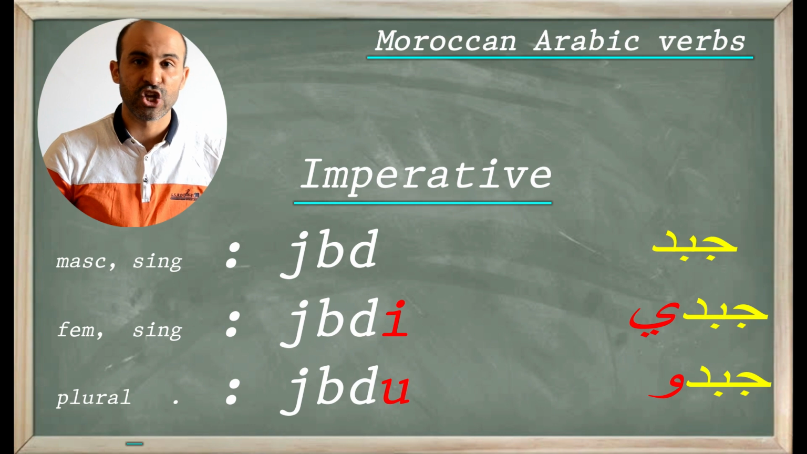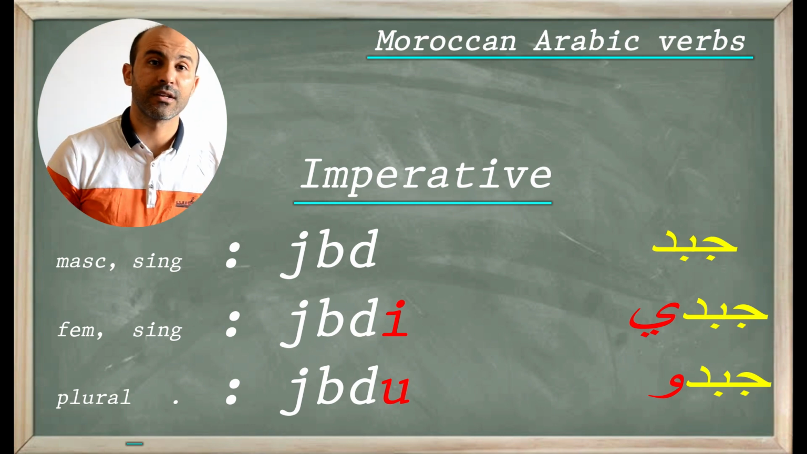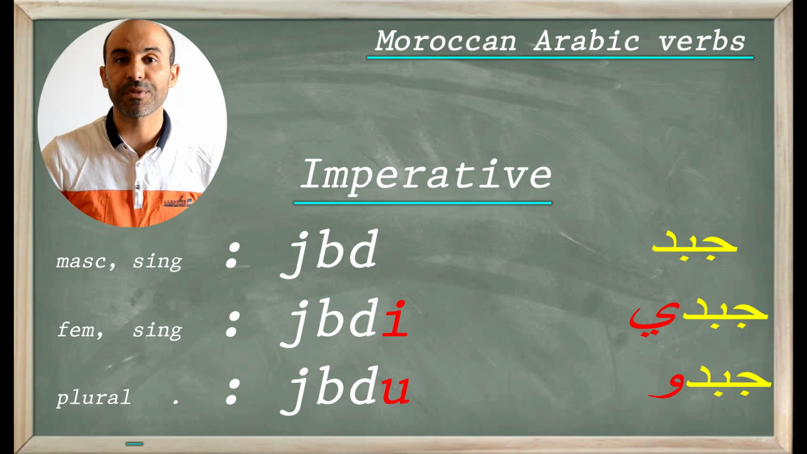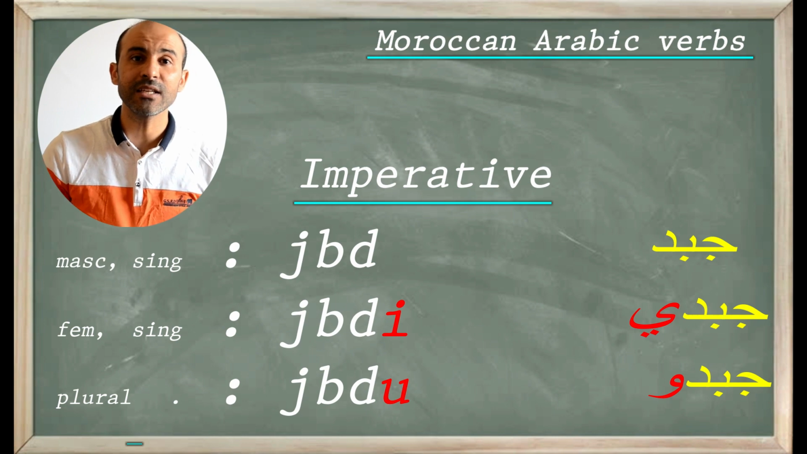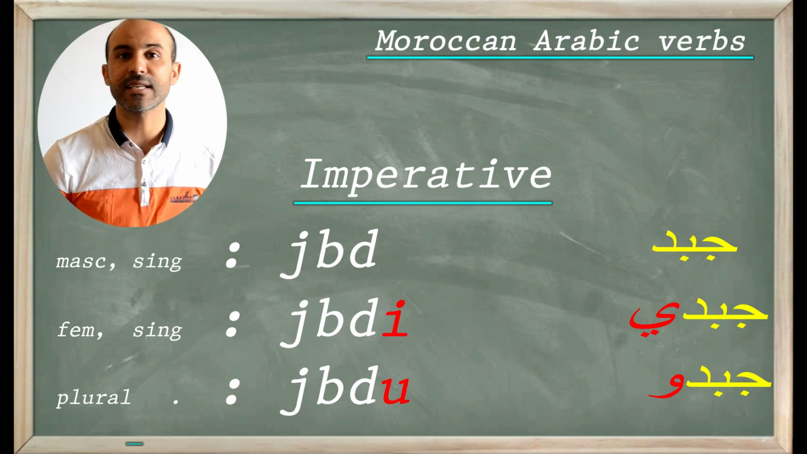جبد. So for the three forms of the imperative, when you give orders, when you are asking someone to do something, جبد for masculine, جبدي for feminine, جبدو for plural. So let's practice saying them.